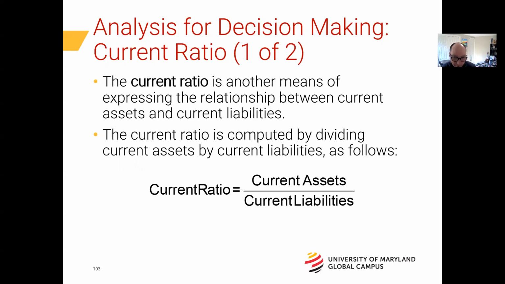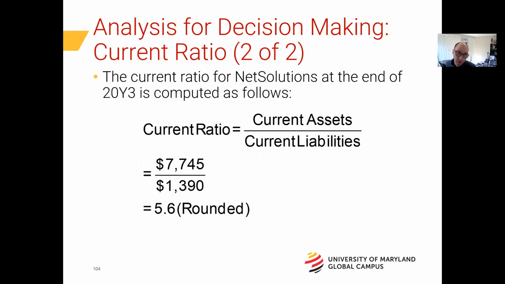Another ratio we look at is called the current ratio. This measures the company's ability to pay its current debts. Current ratio is very effective to understand if the company has the ability to pay its current debts. The current ratio, very simple computation, is current assets divided by current liabilities. Current assets divided by current liabilities is the current ratio. Again, it tells us the company's ability to pay its current liabilities.